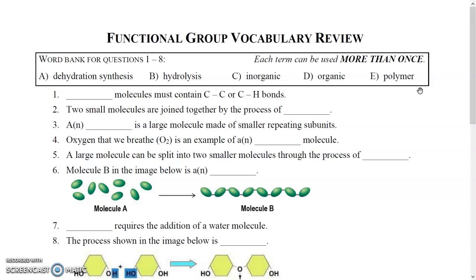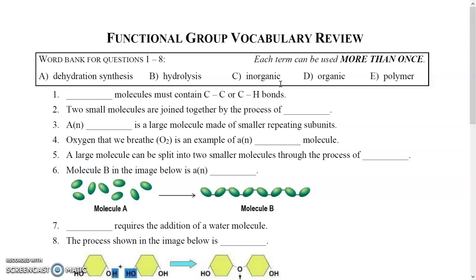Okay, the next question we have, number 4, oxygen that we breathe, which is O2, is an example of a C, inorganic molecule. It's not an organic molecule because it's just oxygen bonded to oxygen. There's no carbon in there, so we don't have any carbon-carbon or carbon-hydrogen bonds.